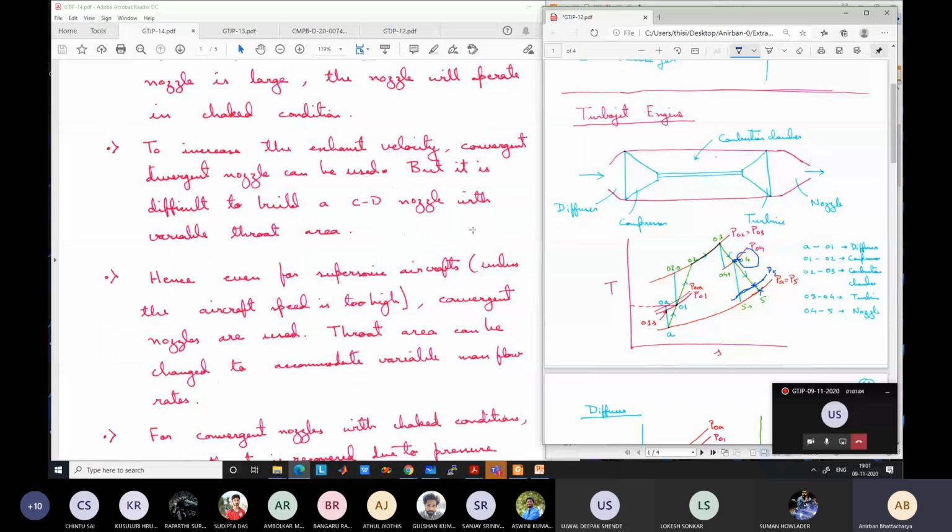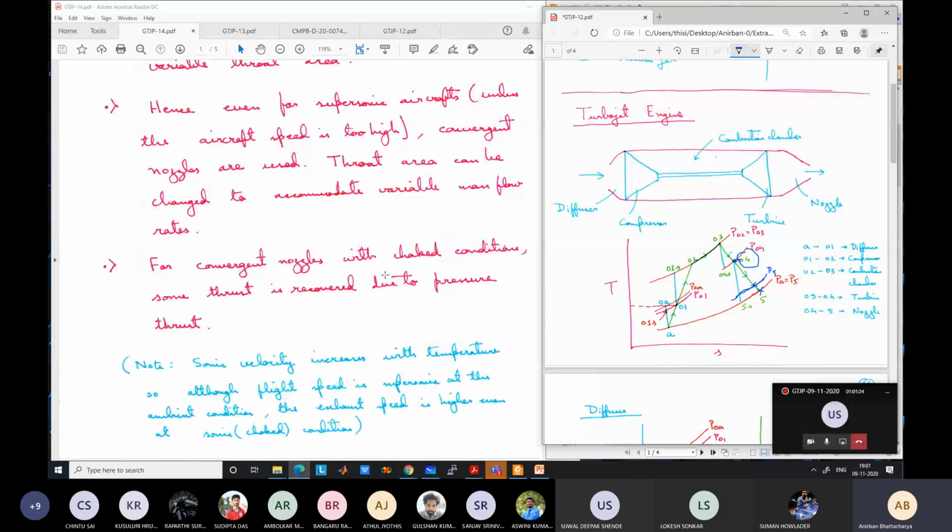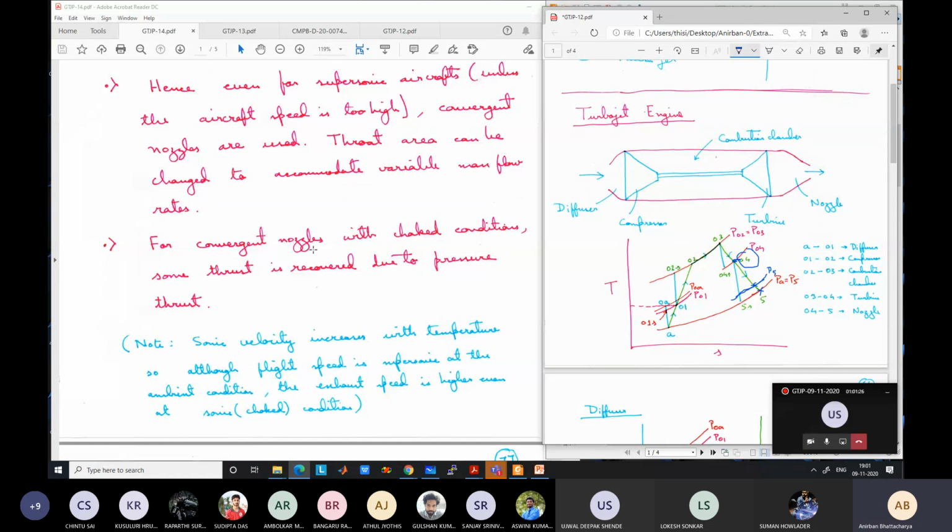Again, I have digressed, but my main point in this discussion was that from a practical point of view, a convergent divergent nozzle is difficult to use. So even for supersonic aircraft, convergent nozzles are used. When we use convergent nozzles, the main advantage is that the throat area can be changed to accommodate variable mass flow rate. However, for a convergent nozzle, if the pressure difference is too high, the nozzle becomes choked.